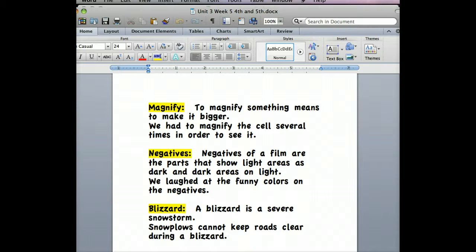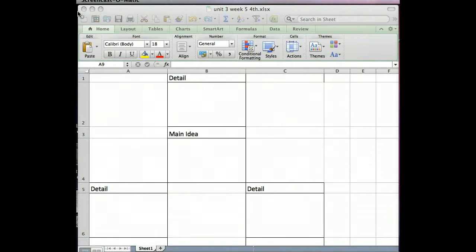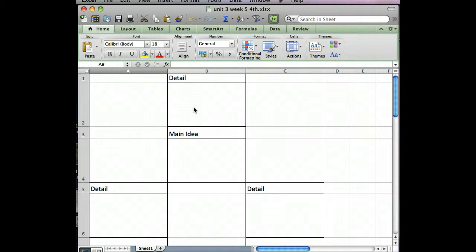Now, a main idea web can help you decide which details are important. We're going to actually reread this selection, and then we're going to summarize the main idea and the important details that support it and use one of those main idea webs, except my web is going to look a little bit different just because I can't make perfect webs in an Excel spreadsheet. But I do have a detail to go along with this main idea here.